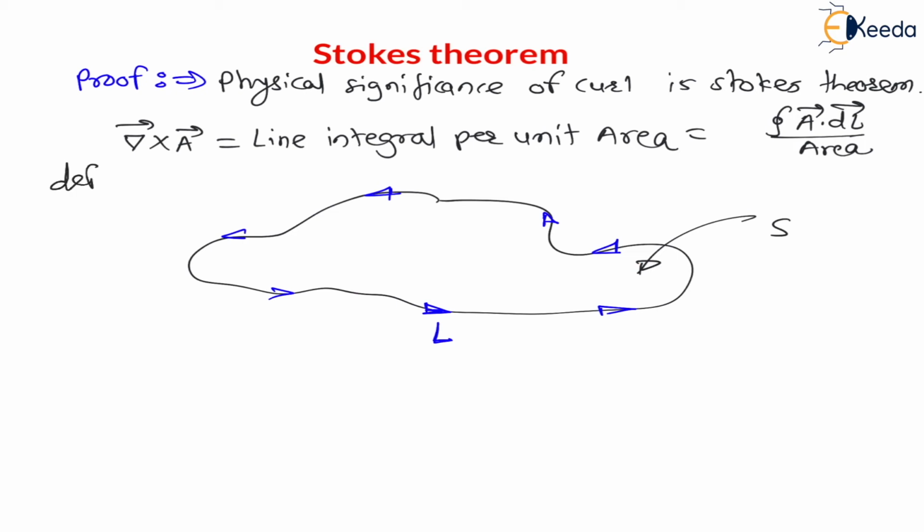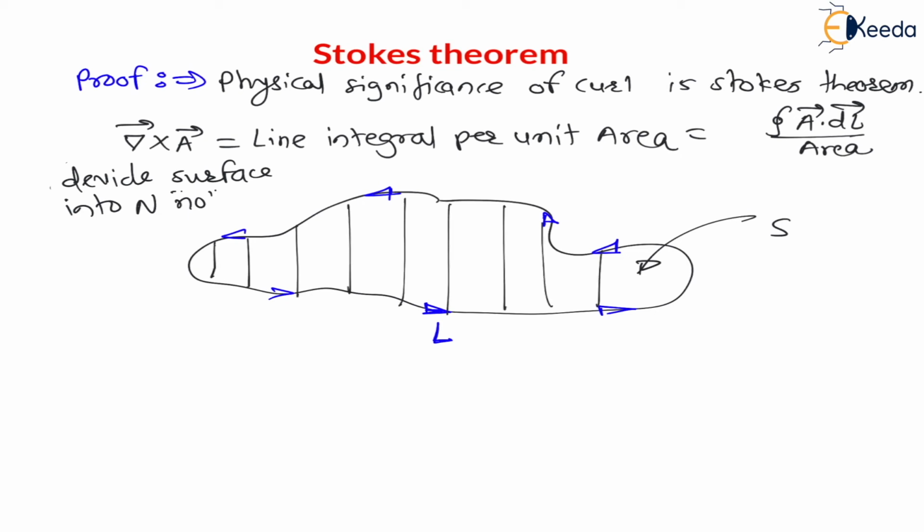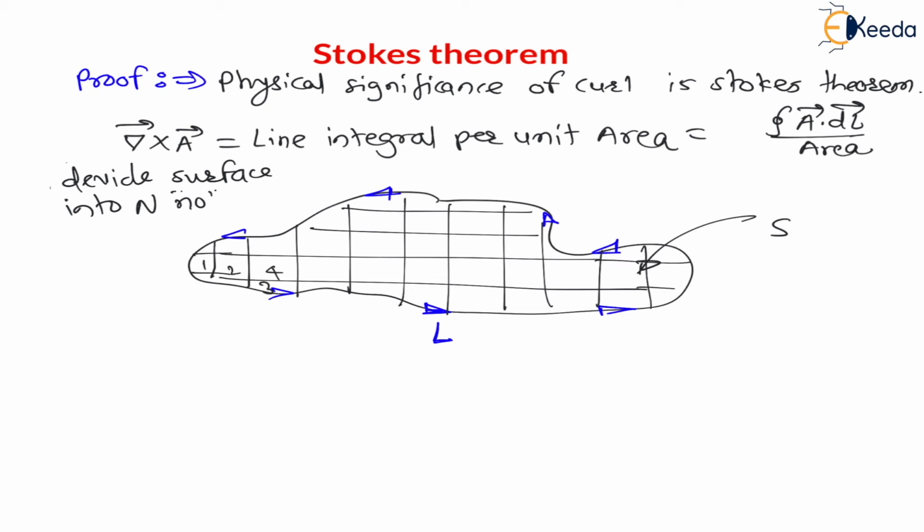Now what I will do is divide the total surface into n number of small surfaces. See, this is how I am dividing it into very small surfaces like this. So my dear students, let us say I have divided it into 1, 2, 3, 4, 5, 6 and so on, n surfaces in total.